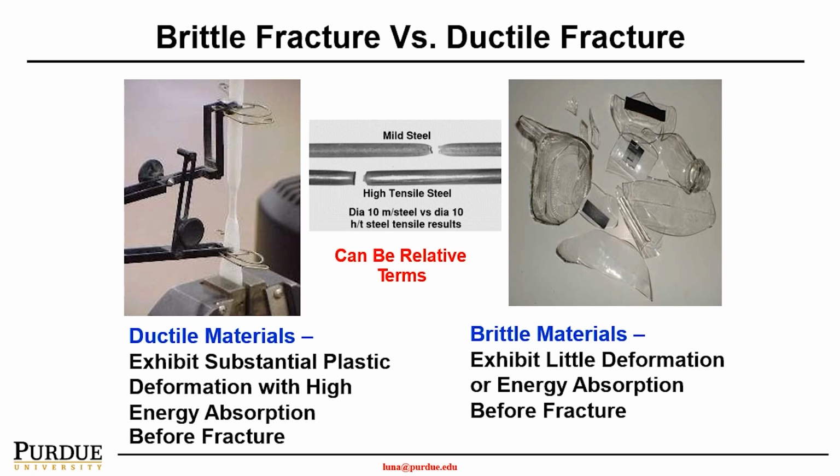In a real life example, the polymer is a very good example of the ductile material, as you can be showing here when we're doing the tensile testing, uniaxial tensile testing. As you can see, substantial deformation developed in the neck area. On the other hand, if you're testing a glass bottle, you will see the bottle will just shatter into many pieces even before any deformation. So as such, mild steel, high tensile steel, that can be very relative terms.